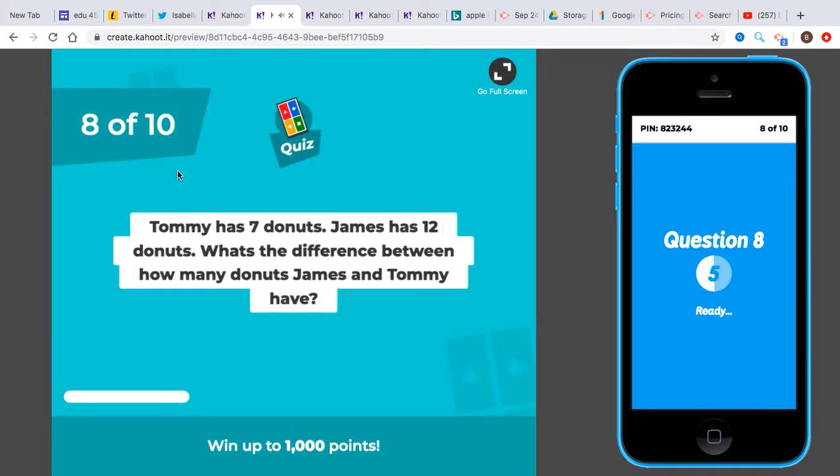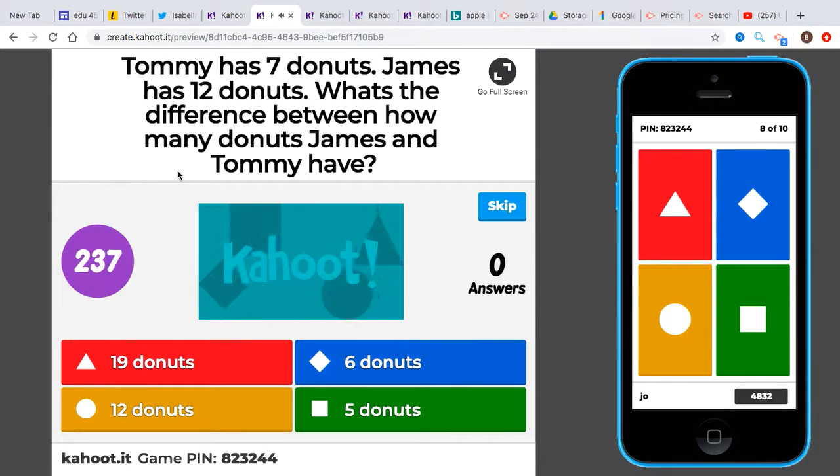All right, almost done. Tommy has 7 donuts. James has 12 donuts. What's the difference between how many donuts James and Tommy have? So this question is also a little abstract because students need to know difference means you're going to be subtracting. So we could also count up from 7 to 12 and see how many donuts that would be by counting on our fingers. But since it is a difference problem, I'm going to do 12 minus 7, and that is 5, so green would be right.